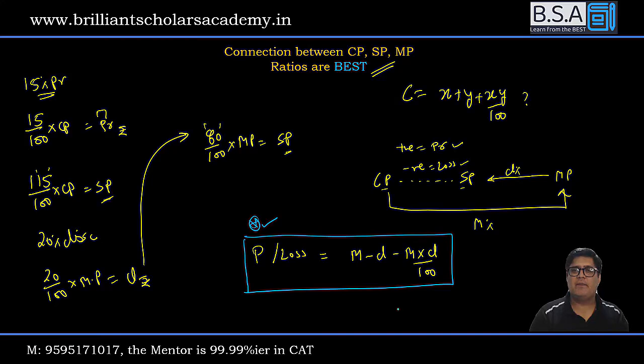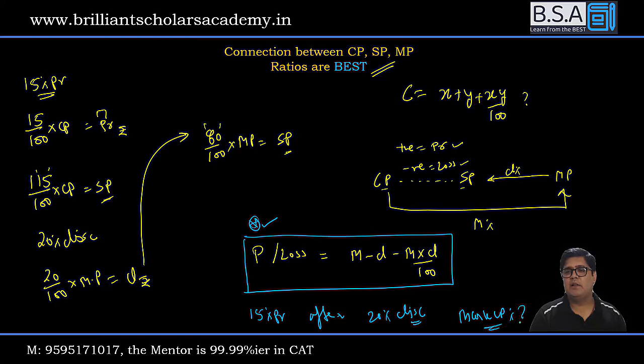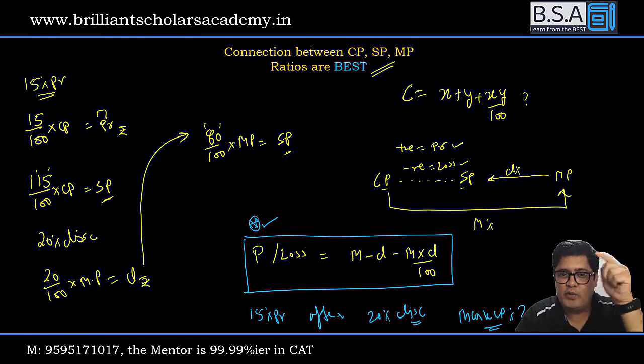A shopkeeper wants to make 15% profit after giving away 20% discount. The question is, how much did he mark up the product? You can solve this using 3 different methods. I want you to try the one on the screen right now.